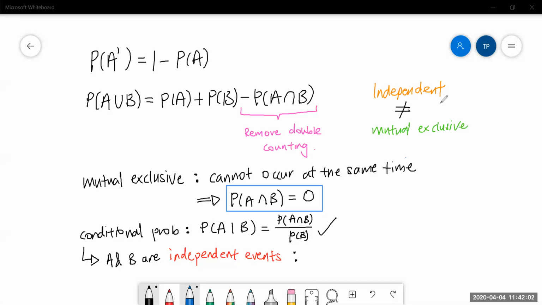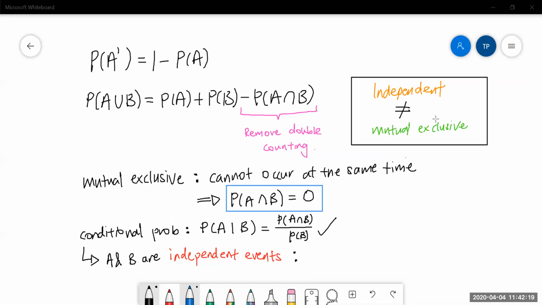This is a very common misconception. Independent does not mean mutually exclusive. Mutually exclusive means that they cannot happen at the same time. Independent means that both events don't affect each other.